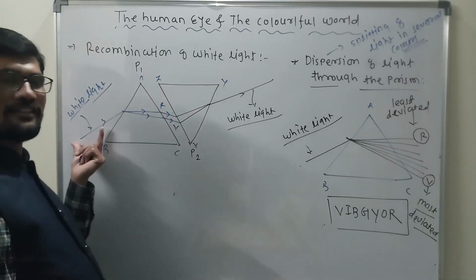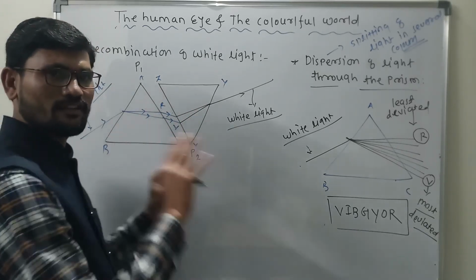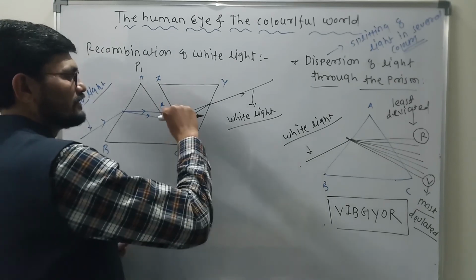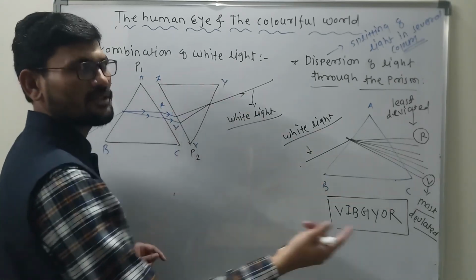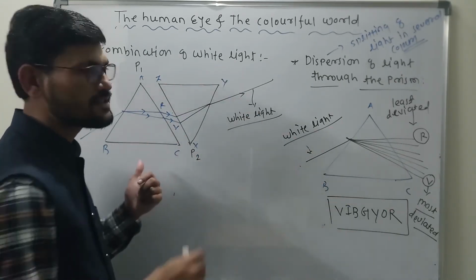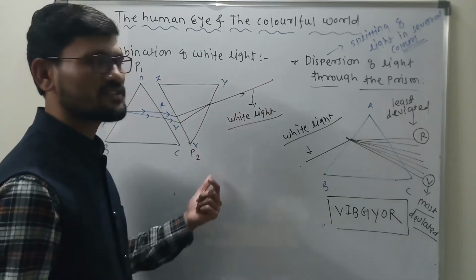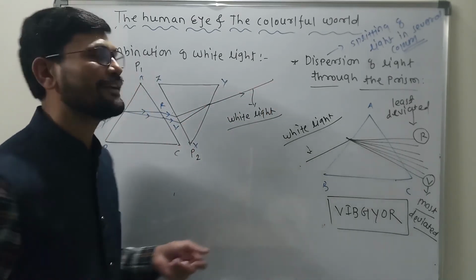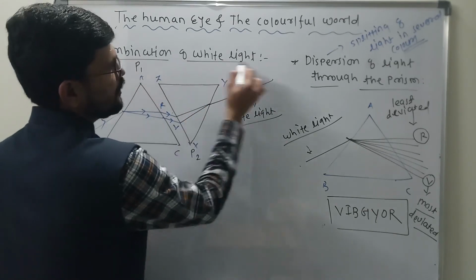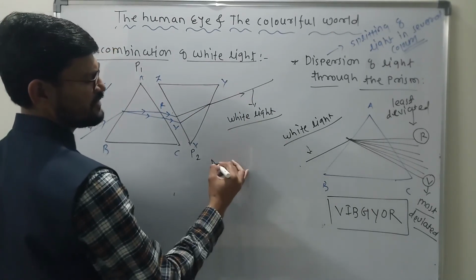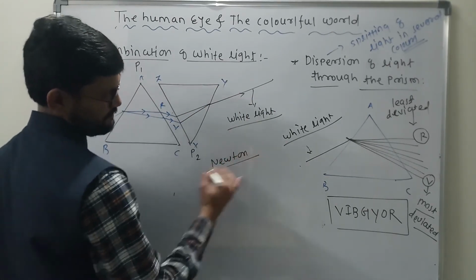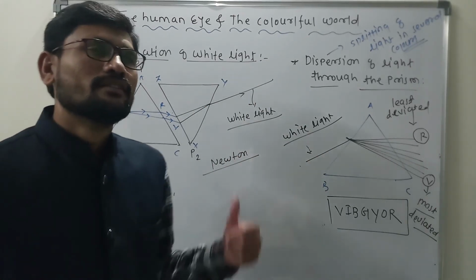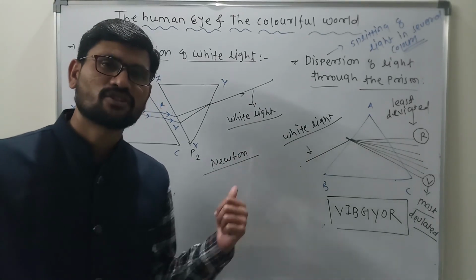Which light is incident? White light. After refraction, dispersion of light occurs. Again, these colors are incident on the other prism, which is placed inverted with respect to the first, and when we see from this side, what do we observe? The white light. This concept is called the recombination of white light. Who explained this concept? That is Newton. Clear? This is all about the refraction of light through the prism.